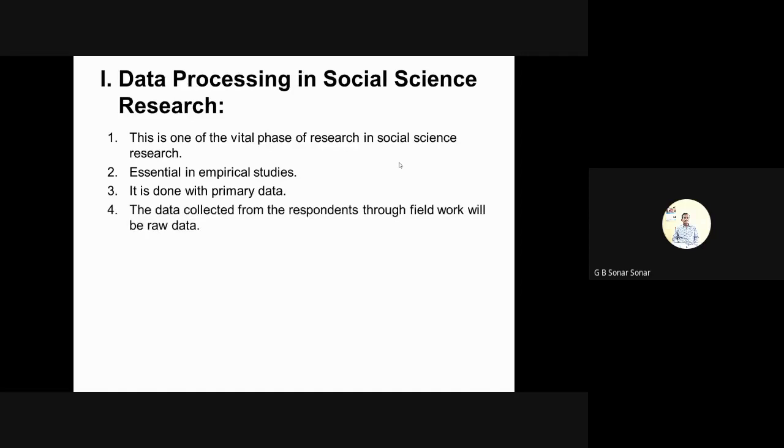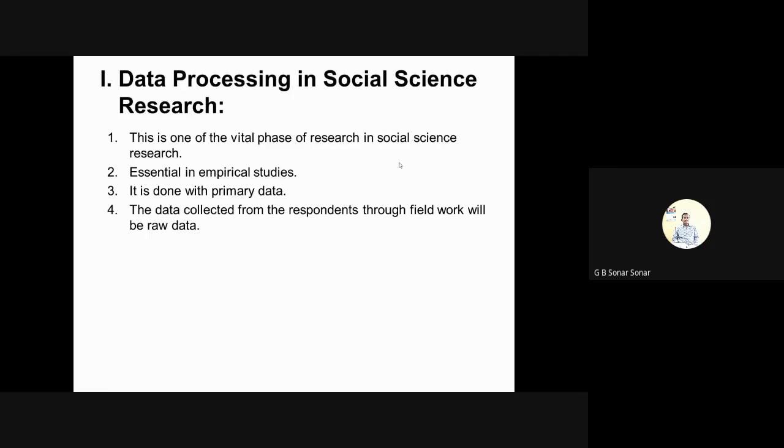The data collected from the respondents through fieldwork will be raw data. This is a very, very important aspect social science researchers need to know. So when we are collecting data through fieldwork from the respondents, whatever data we collect either through interview or observation or any other techniques of data collection is called raw data. It is called raw data because it is not purified.